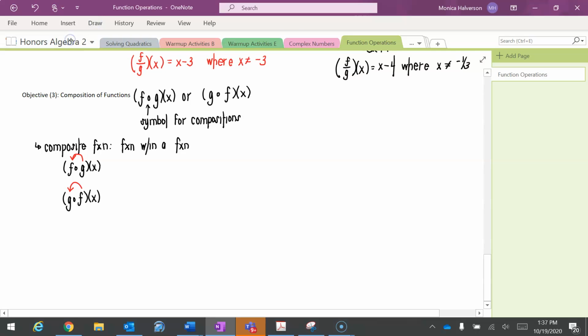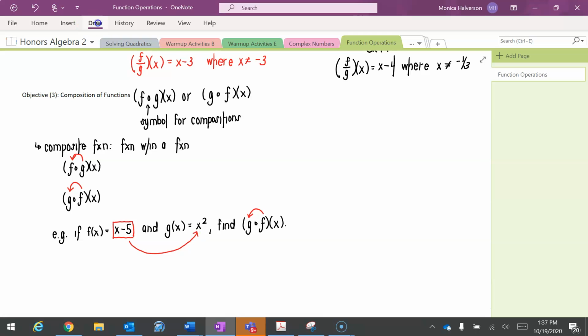Well, let's look at this example. Let's say f of x is equal to x minus 5 and g of x is equal to x squared, find g composed of f of x. So I'm plugging in the entire f function. So I'm plugging in this entire function of x minus 5 into g of x. And where am I going to plug it in? Everywhere that there's an x.